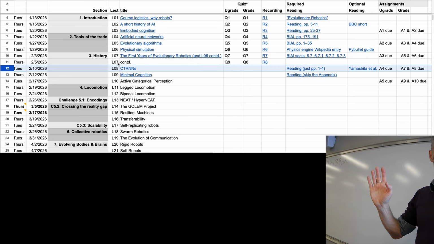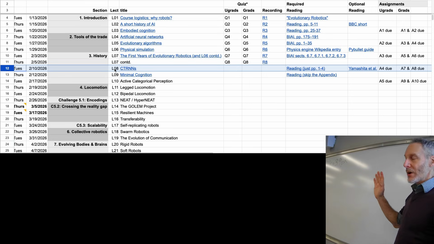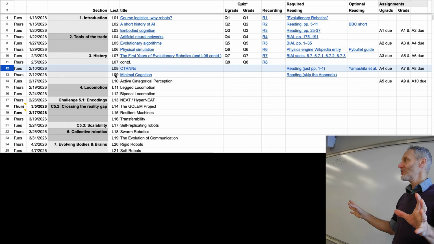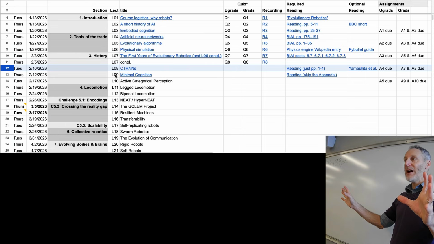Okay. Today, we're going to move on to lecture 8. We're going to look at a particular type of neural networks that tends to be used in evolutionary robotics, for reasons we'll see today. And if we finish up lecture 8, we might move into lecture 9, the minimal cognition experiments. In the minimal cognition experiments, the experimenters tried to strip away complexity of the body, complexity of the brain, complexity of the environment.